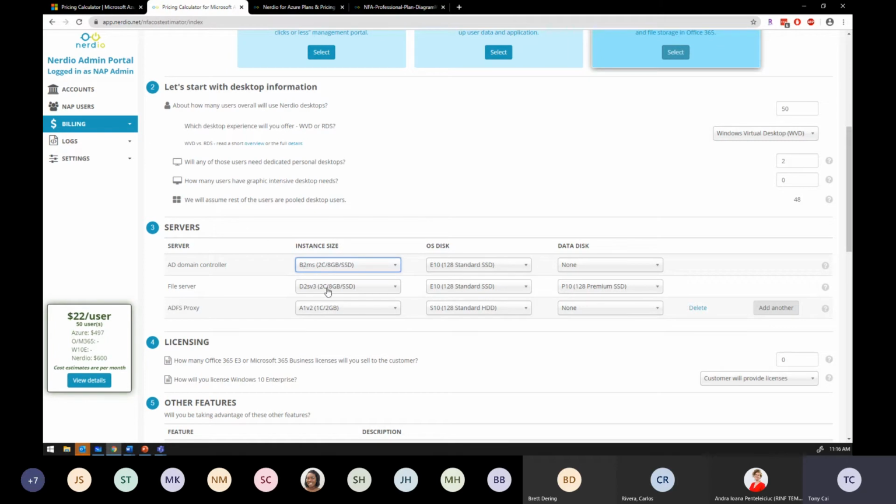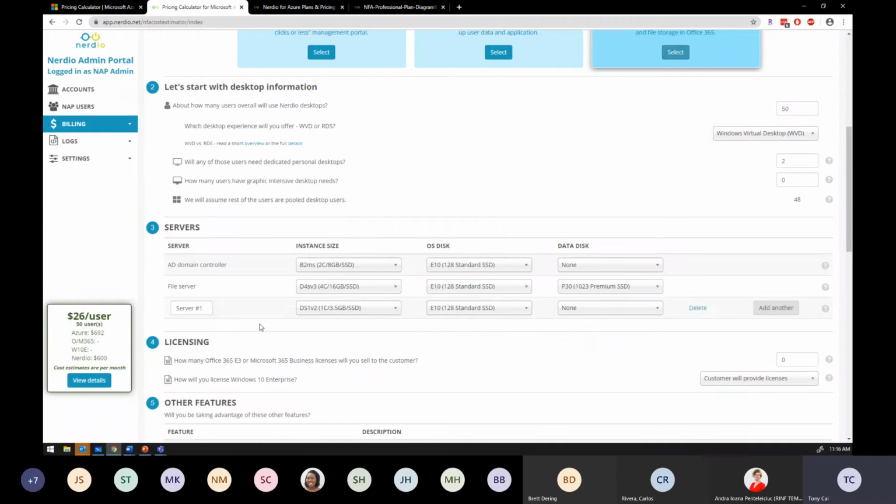Now for file server, let's actually pick something higher. So let's do a D4 SV3. That's going to give me 4-core 16 gigs of RAM for their file server, because I plan to give them 1 terabyte of space, right? So let's give it a terabyte of premium SSD for all their file storage and for their FSLogix profiles, right? And the next line down, we have an ADFS proxy server. Well, I don't think this client's going to need it, so we'll just go ahead and delete that.